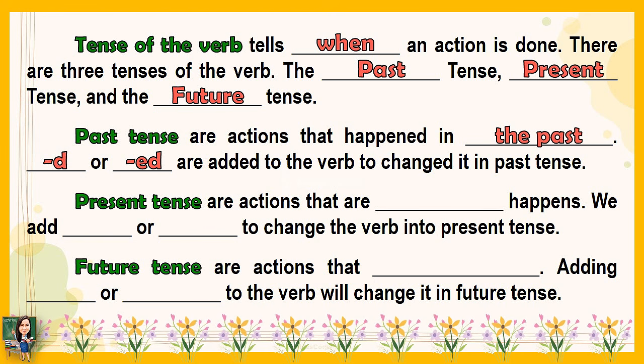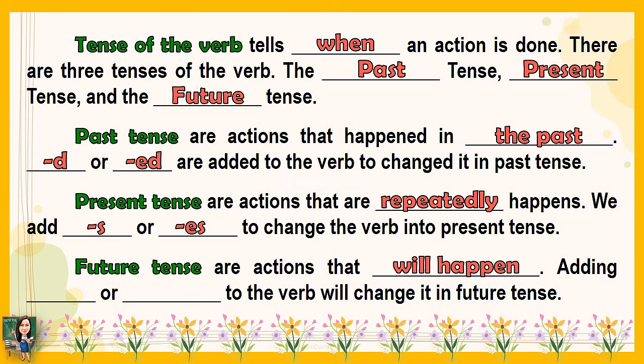Present tense are actions that are repeatedly happens. We add s or es to change the verb into present tense. Future tense are actions that will happen. Adding will or shall to the verb will change it in future tense.